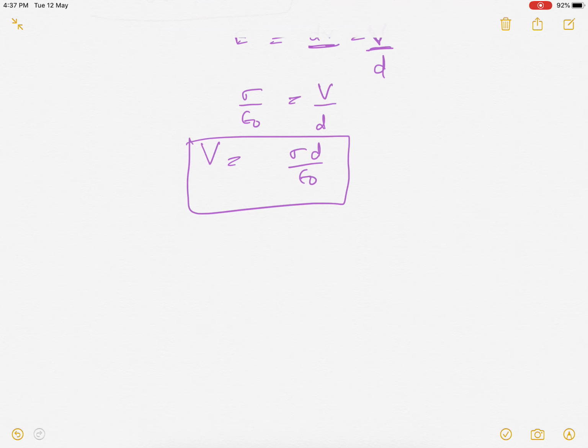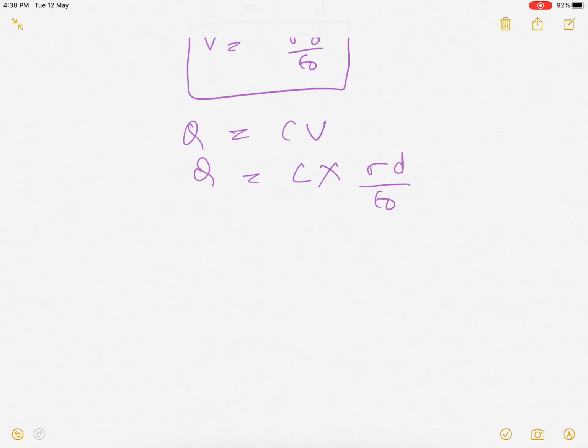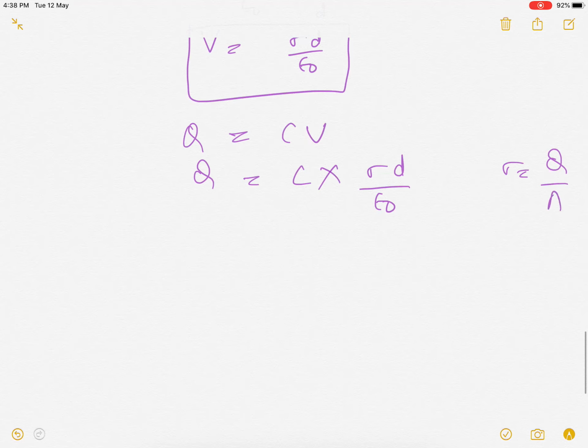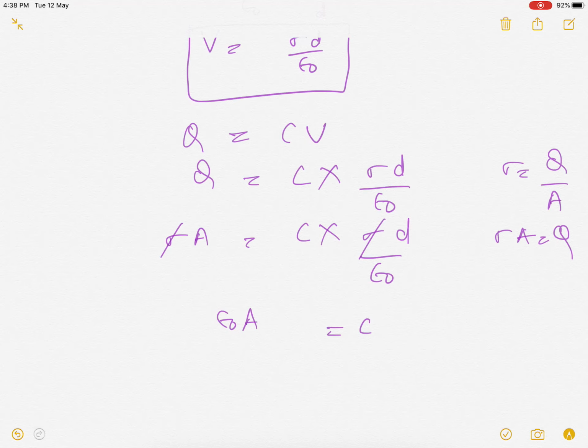Now we have already determined V. Now we know Q is equal to CV. So in the place of V we can write sigma d upon epsilon 0. Now Q can be written as, we know that sigma is Q upon A, surface charge density, so Q can be written as sigma A. So here we write sigma A is equal to C into sigma d upon epsilon 0. Sigma and sigma get cancelled, and C becomes epsilon 0 A upon d.